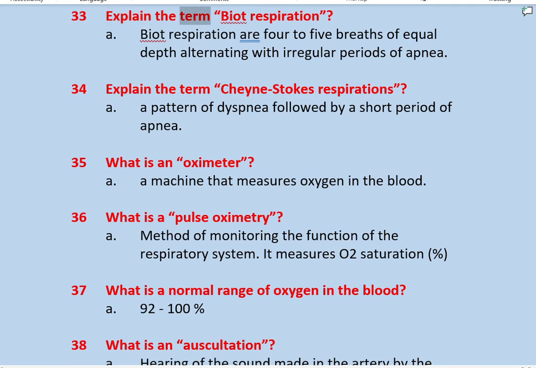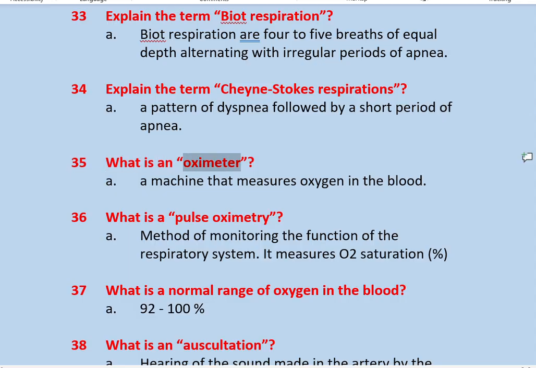33. Explain the term Biot respiration. Biot respirations are 4 to 5 breaths of equal depth alternating with irregular periods of apnea. 34. Explain the term Cheyne-Stokes respirations. A pattern of dyspnea followed by a short period of apnea.